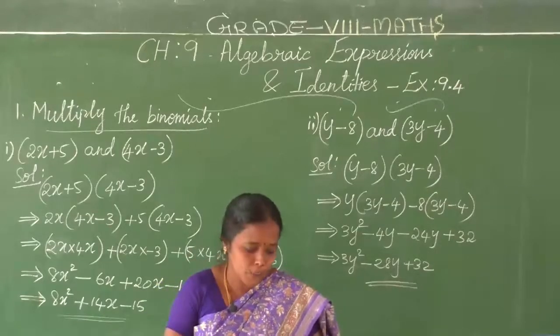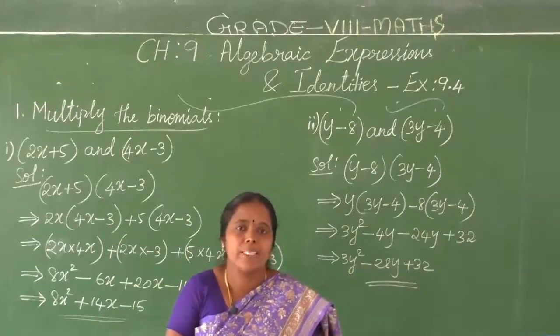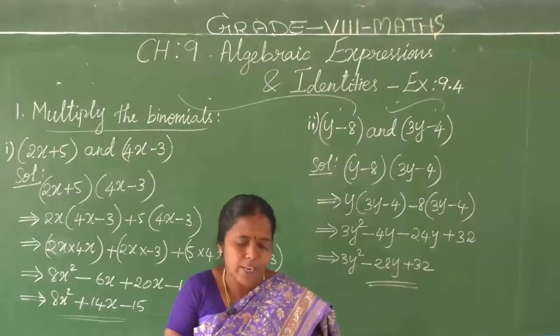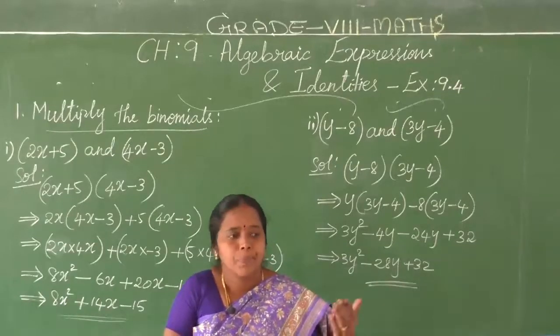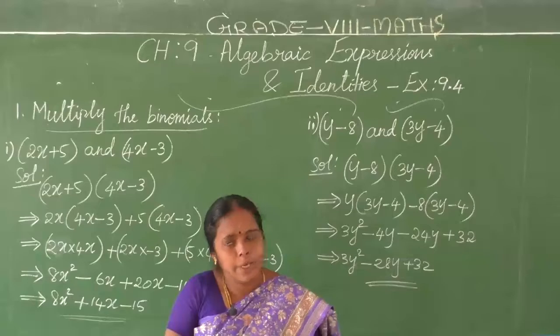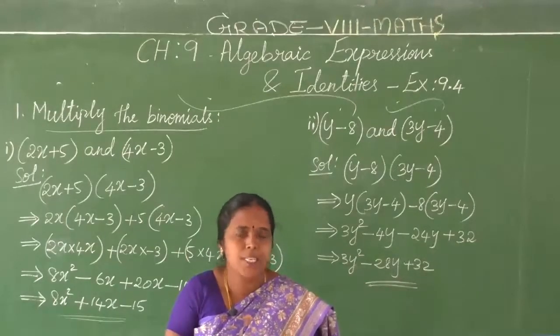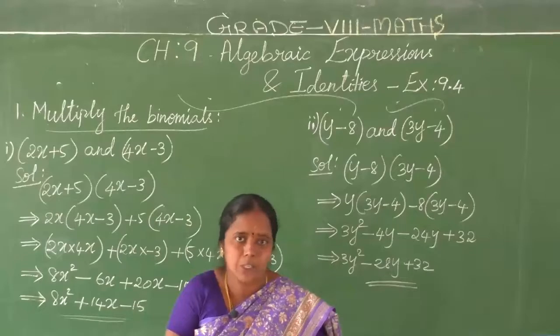Today we are going to see multiplication of the binomials in exercise 9.4. Last week we saw multiplication of a monomial by a monomial, and then a monomial by a binomial. Today in exercise 9.4 we are going to see multiplication of two binomials, based on a little bit of simplification sums also.